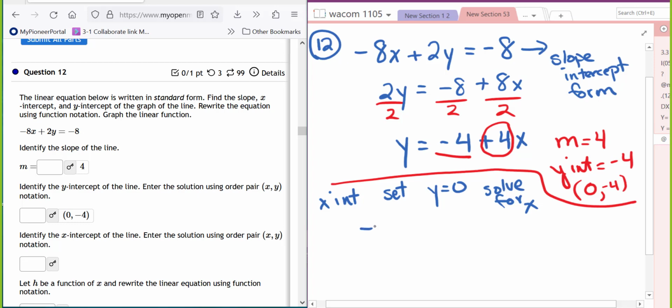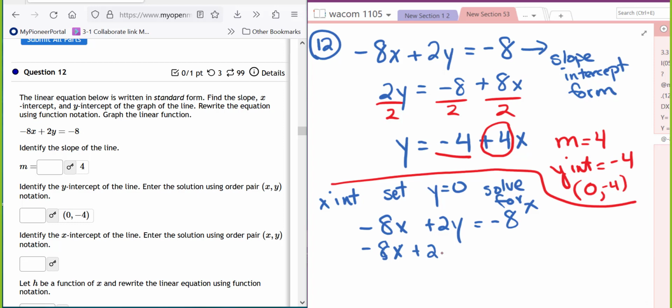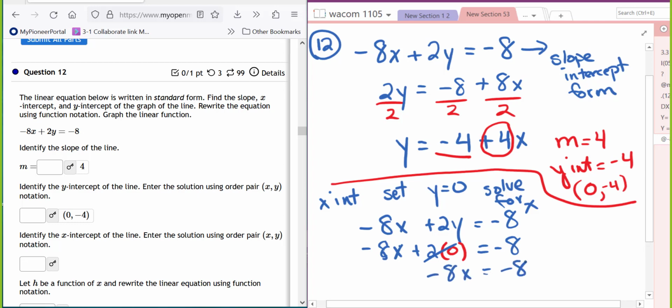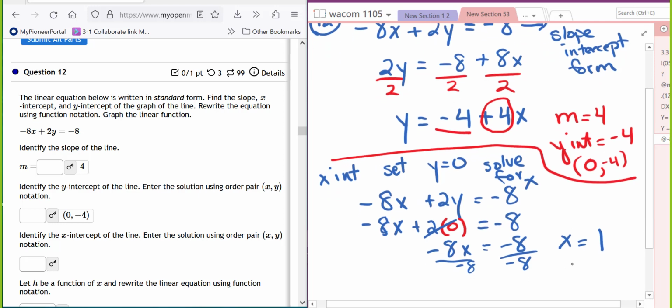This form, when x and y are on the same side, when you put 0 into the y, it's going to cancel that piece. So we have -8x equals -8. Divide by -8. And so this is going to give us x equals 1. Now you have to answer as an ordered pair. On the intercepts, the opposite one is 0. So 1, 0.